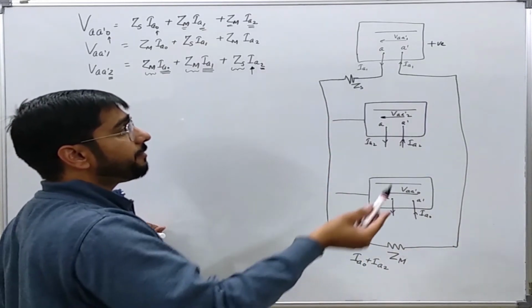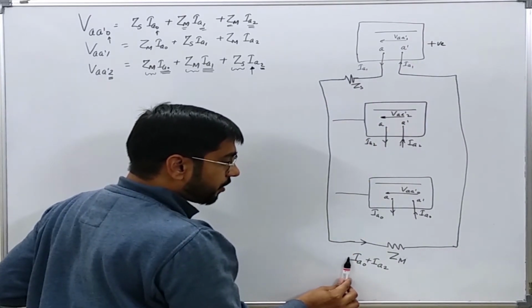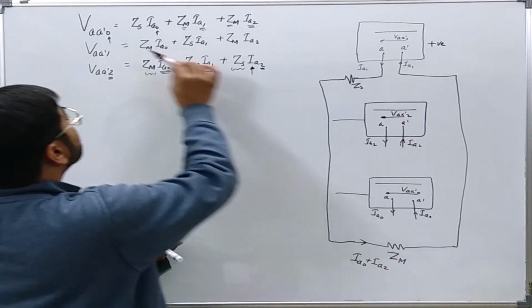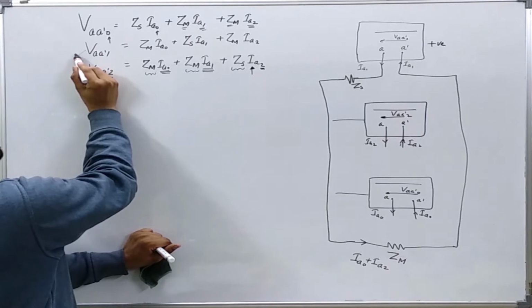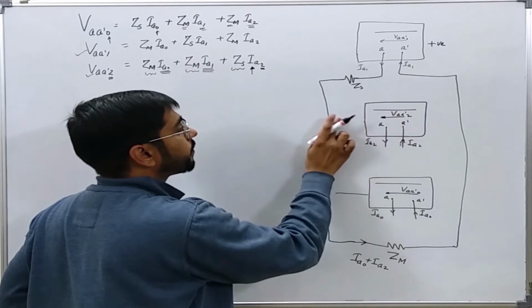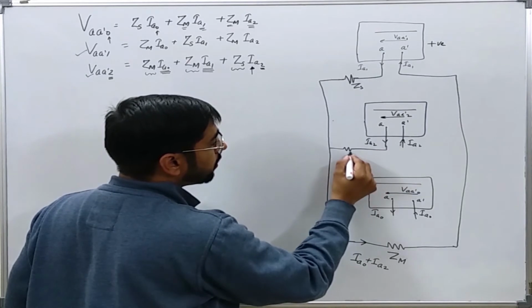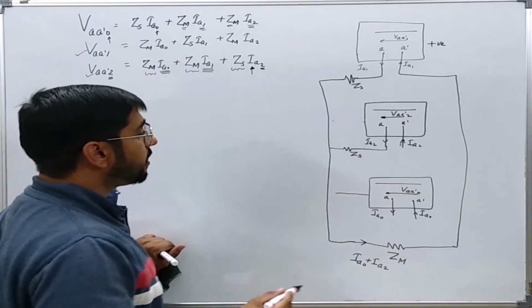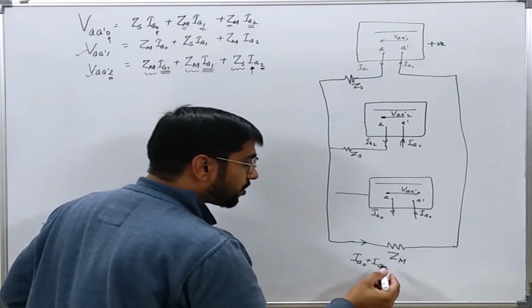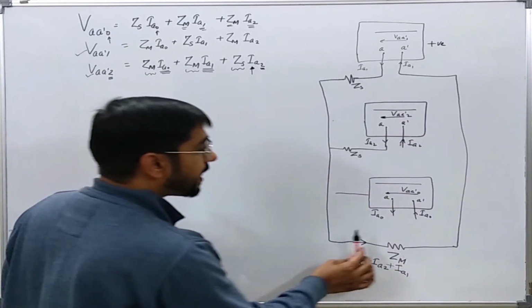So if I make a KVL loop here, it will be IA1 ZS plus IA0 ZM plus IA2 ZM. Okay. So this equation is now satisfied. Now let us proceed to the next equation. Now it should have IA2 ZS plus IA0 ZM and IA1 ZM. So I will have to add IA1 also to satisfy this equation.